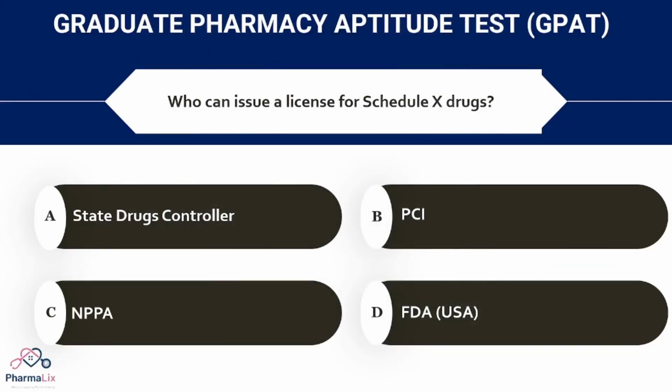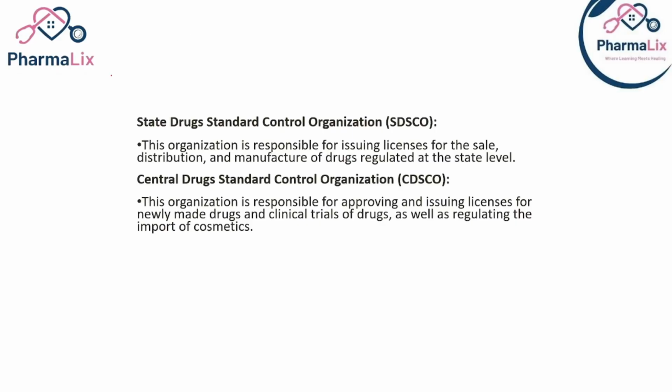Okay, so the next question is, who can issue the license for a Schedule X drug? Is it PCI? No sir. Is it NPPA? No sir. Is it FDA USA? This can't be, because USA is not being discussed here. Then the State Drug Controller, this would be the licensing authority. So let's see the explanation. State Drug Standard Control Organization, that is SDSCO. These are the people who issue the license for sale, distribution, and manufacture of drugs regulated at the state level, and for the central level there is CDSCO.